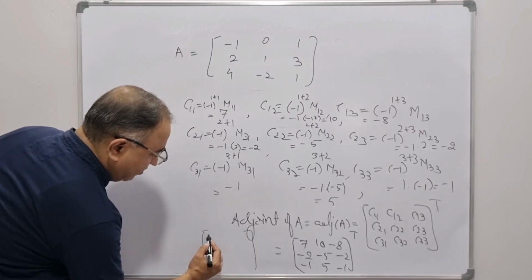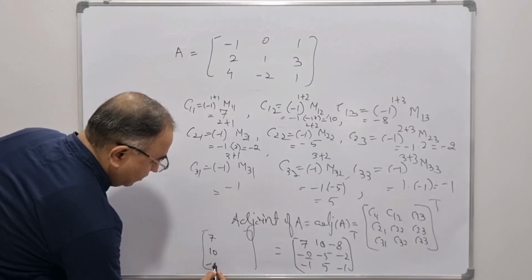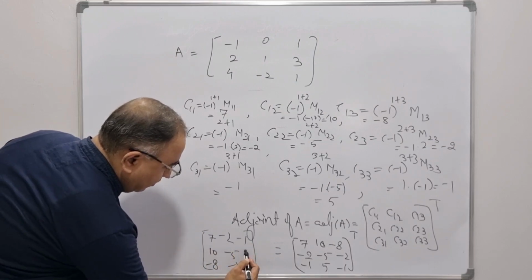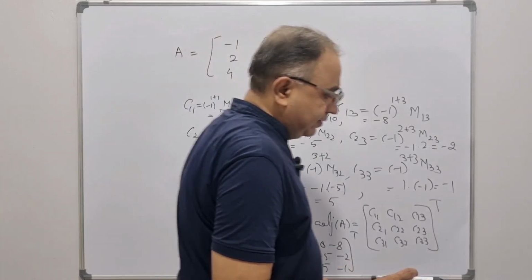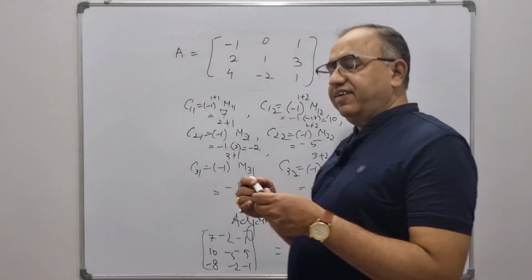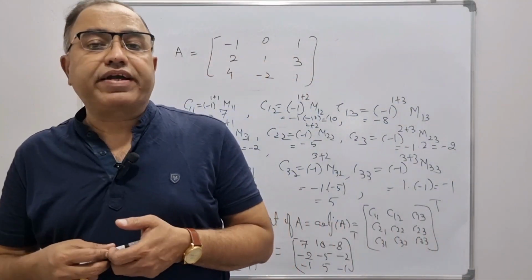Converting first row will become first column, second row becomes second column, third row becomes third column. This is how we find adjoint of a matrix. So adjoint of a matrix is basically transpose of the cofactor matrix.